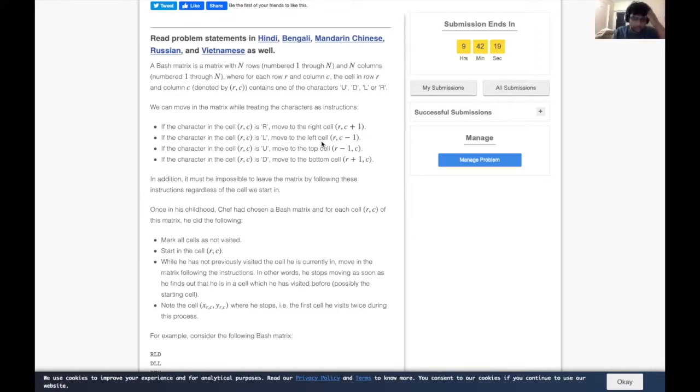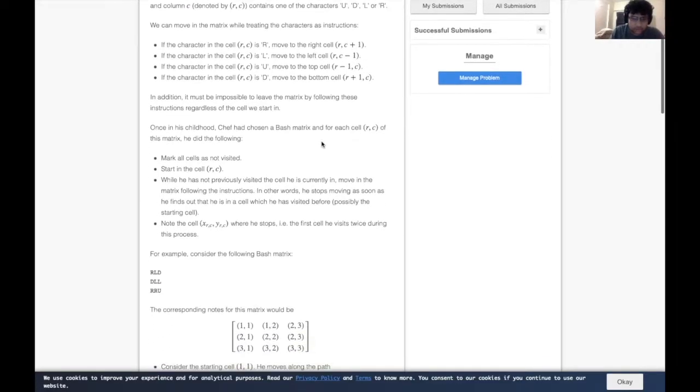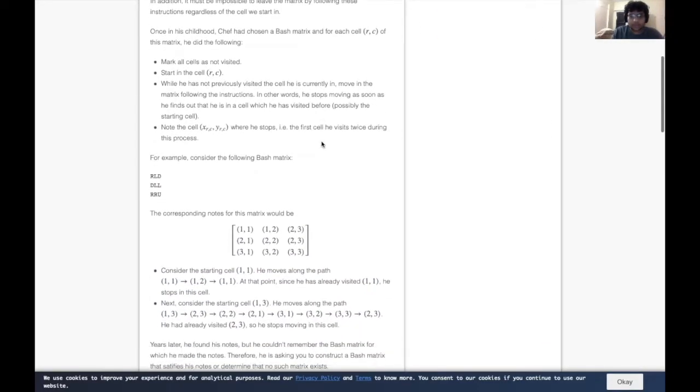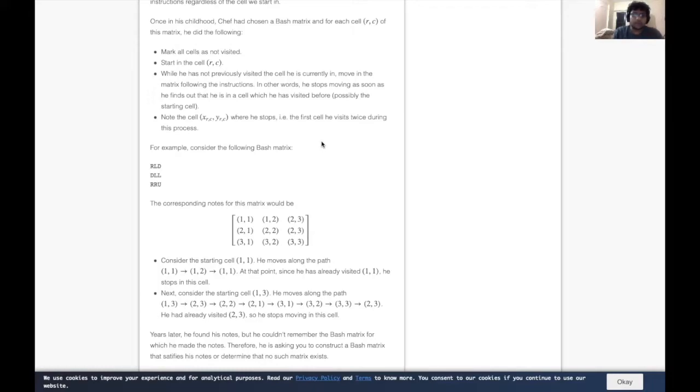Once in his childhood, Chef had chosen a Bash matrix, and for each cell (R, C) of the matrix, he did the following thing. He marked all cells as not visited, started in cell (R, C), and while he has not previously visited the cell he is currently in, moved in the matrix following the instruction. He stops moving as soon as he finds out that he's in a cell that he has visited before.